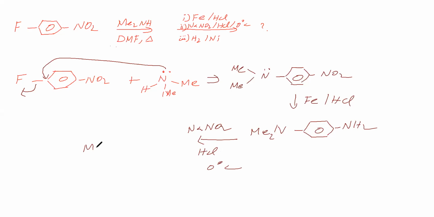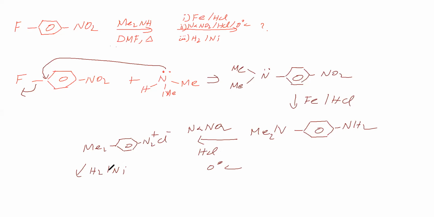Diazotization is possible. Diazotization in the sense NH2 is converting into N2Cl. Diazotization, diazonium chloride is possible. Then hydrogen and nickel.